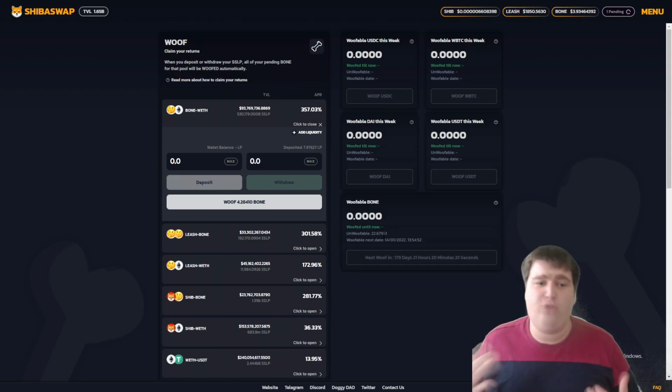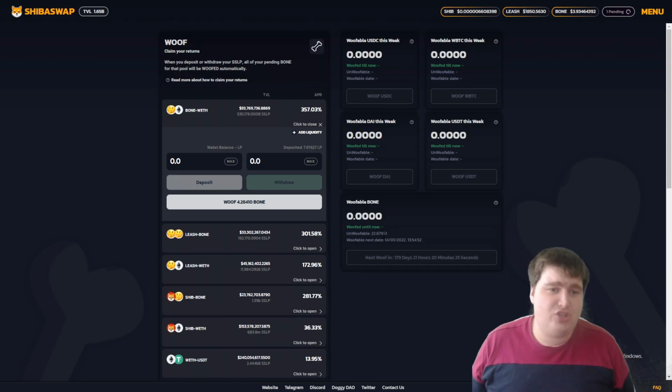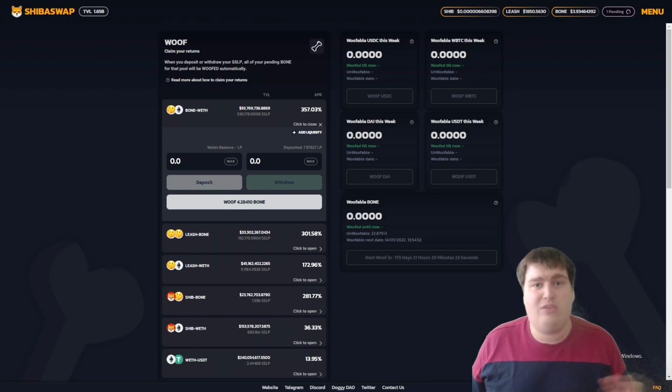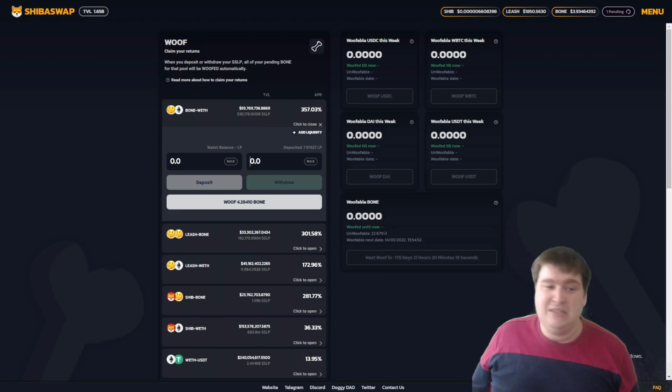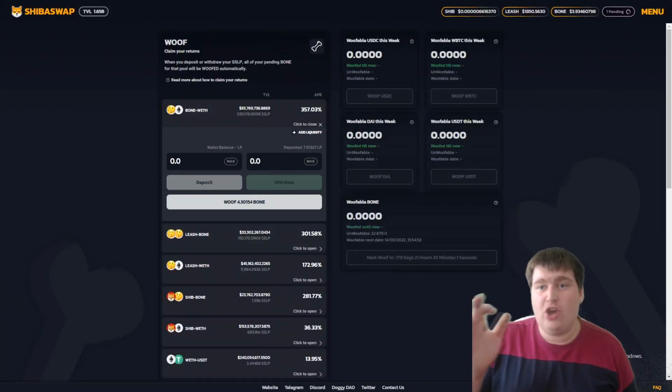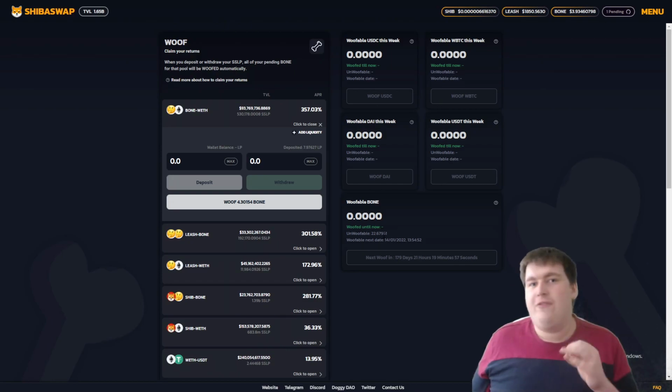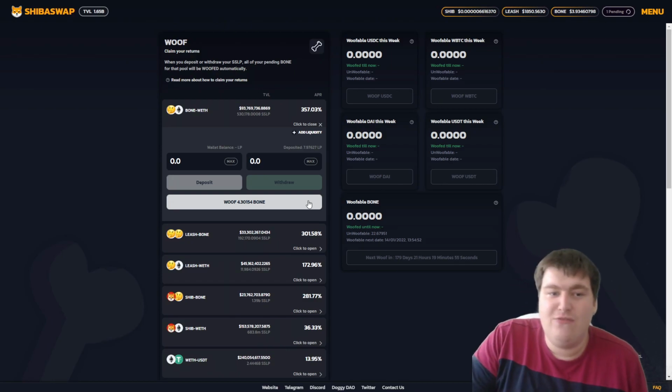So this is almost a 24-hour window, and I have managed to farm roughly around 37 Bone, which equates to, from the current prices of Bone, I just did it on my phone, I'll roughly be making $145. So that is very, very nice to see.